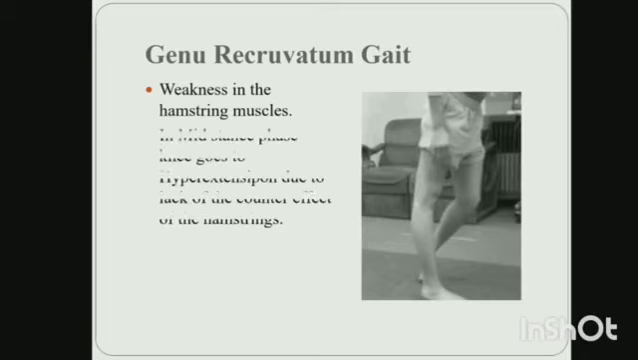Now genu recurvatum gait. Genu recurvatum gait is commonly seen in poliomyelitis patients. It is due to weakness in the hamstring muscles. In mid-stance phase, the knee goes into hyperextension due to lack of the controlling effect of the hamstrings.